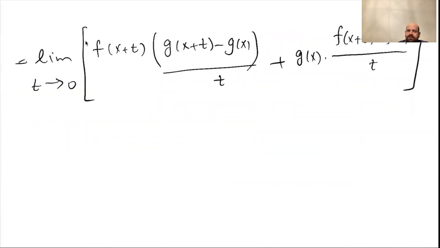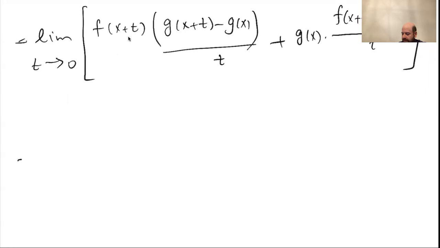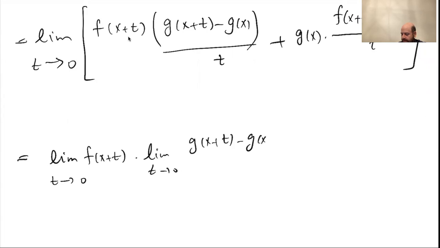But what about this limit? Limit f of x plus t. Why does this exist? So my claim is that this limit also exists. So this is limit f of x plus t as t approaches 0, times limit as t approaches 0 of g of x plus t minus g of x over t. So what is the reason?